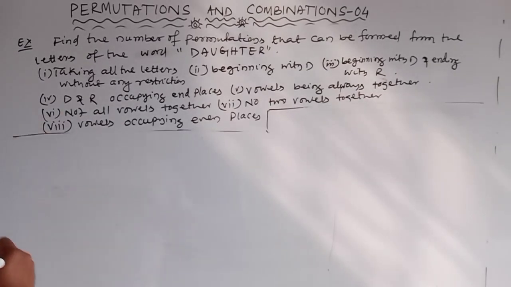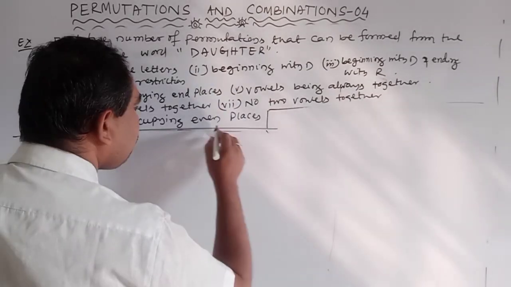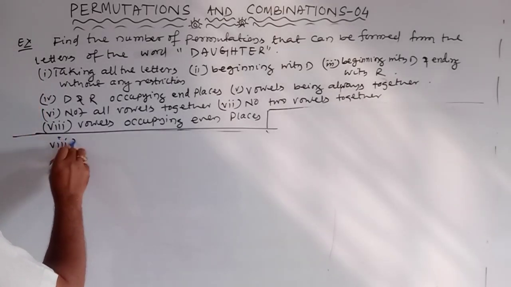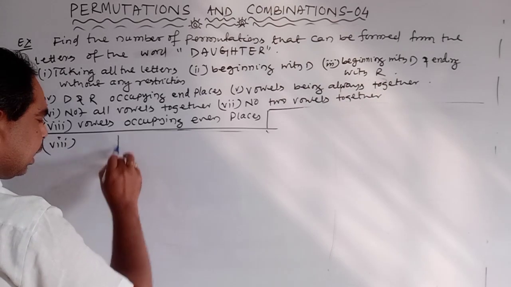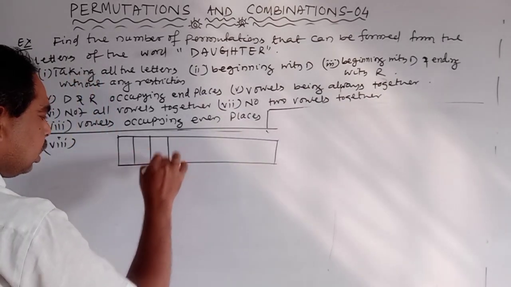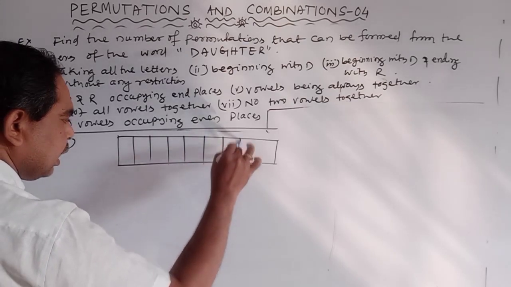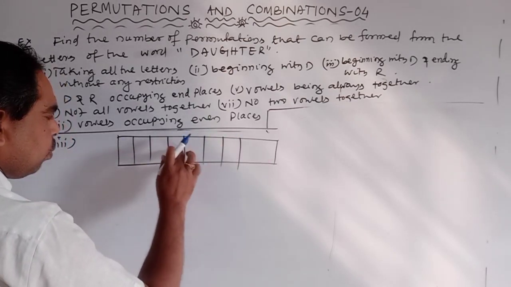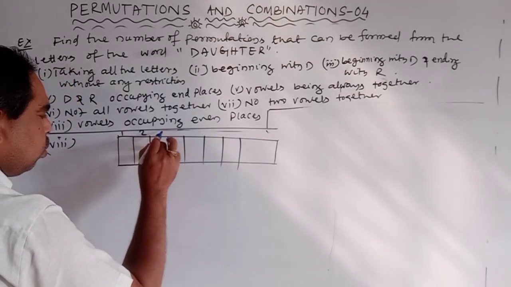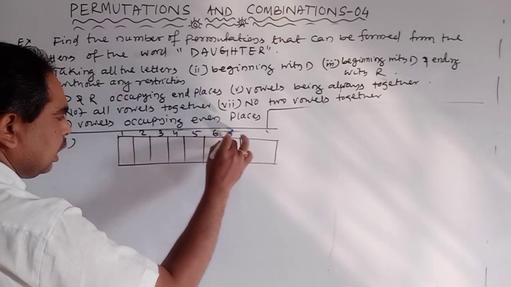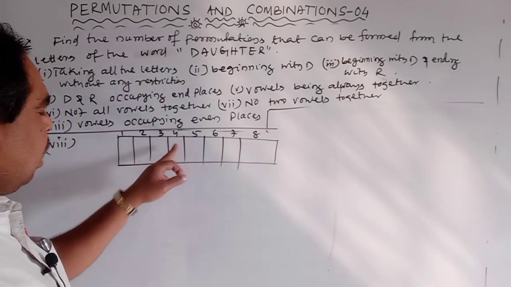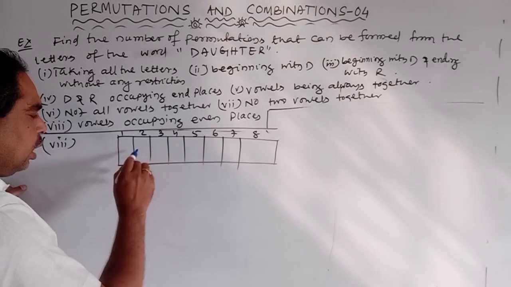Next question: vowels occupying even places. The word has 8 letters: 1, 2, 3, 4, 5, 6, 7, 8. So the even places are 2, 4, 6, 8. There are 4 even places, so they can have the vowels.